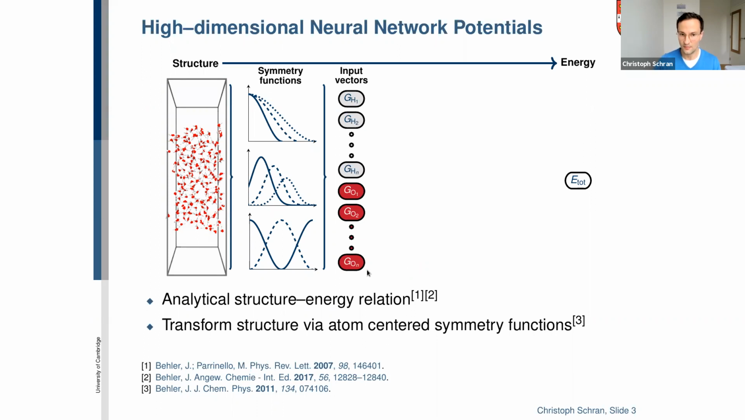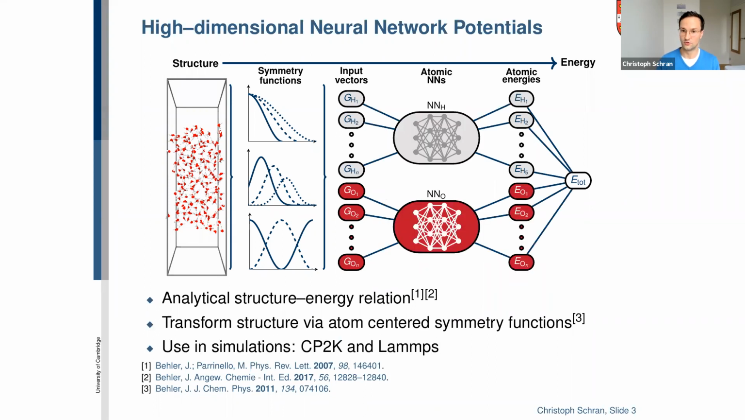They have a radial component and an angular component, which gives you an input vector for each atom. In the next step, this is fed into so-called atomic neural networks, which then output an atomic energy that sums up to the total energy. If you are interested in using this kind of formalism, you can either do that in simulations in CP2K or, for example, in LAMMPS, both with open source implementations.